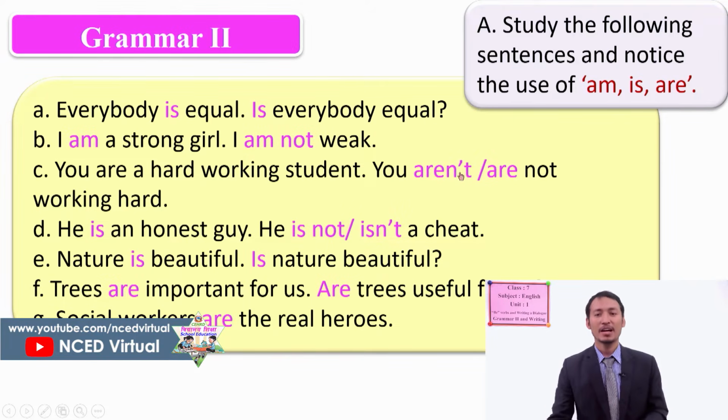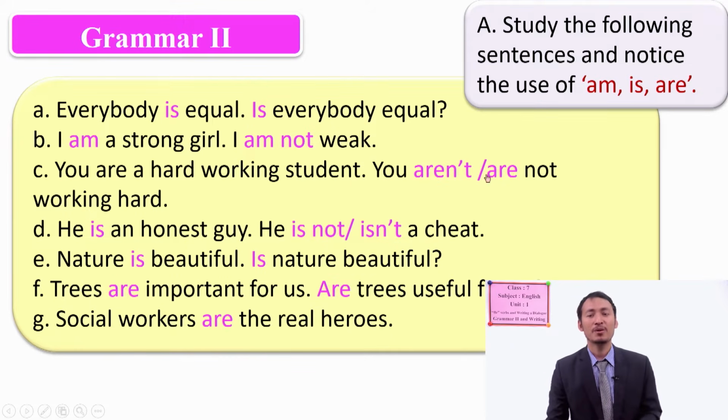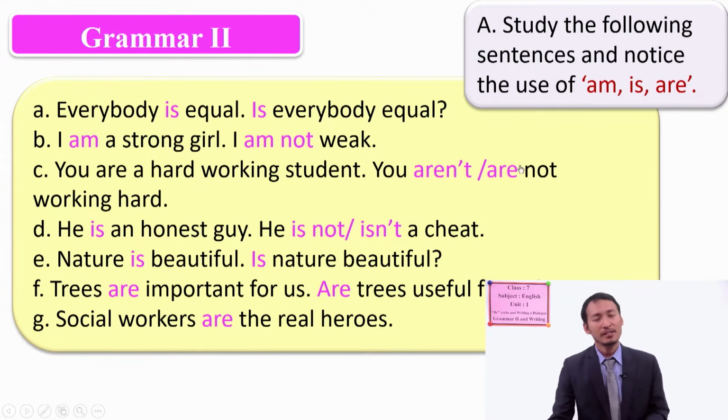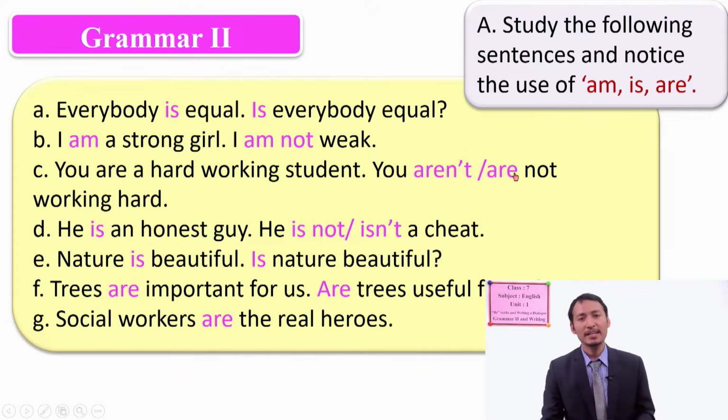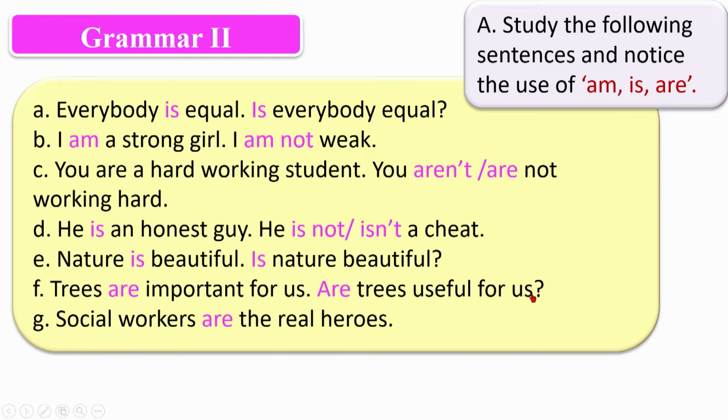Okay, we can make a contracted form as well. We call it the contracted form, without the o here we have an apostrophe, this punctuation here. And we also can write separately, like are and not, for making a negative sentence. So another sentence is, he is an honest guy. He is not, he isn't. That's it. Nature is beautiful. And is nature beautiful? Trees are important for us. Are trees important for us?